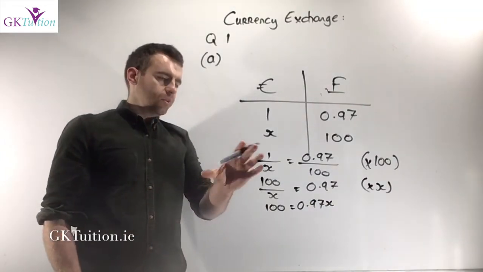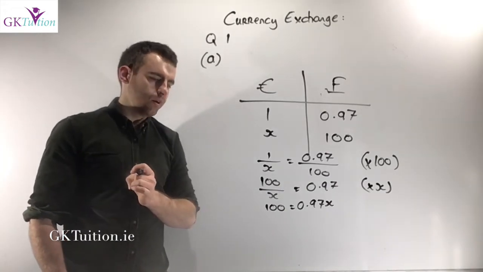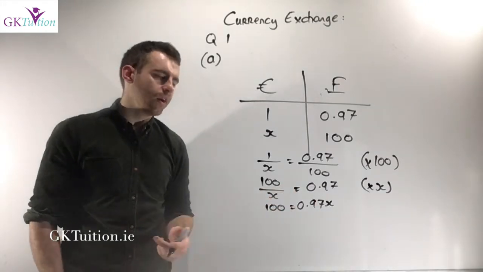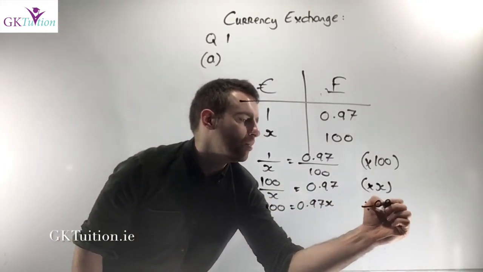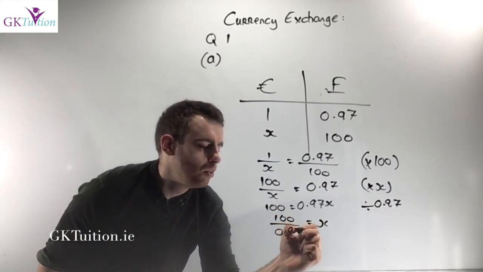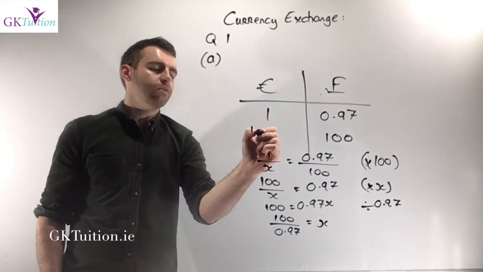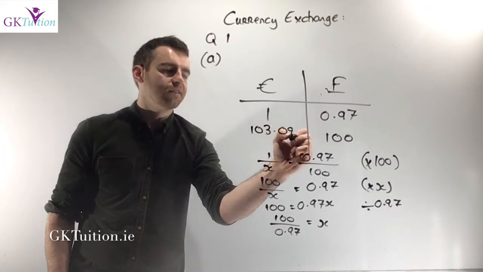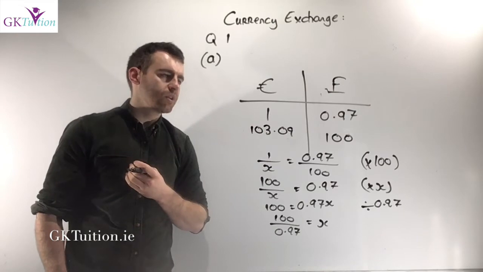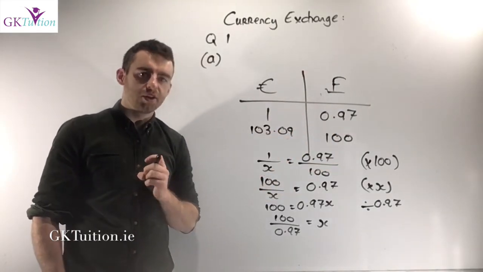Now you're allowed to do both of those steps in one line. I'm just dragging it out for you so that you fully understand what's going on. And now in order to get x on its own, you would divide both sides by 0.97. If I divide both sides by 0.97, I'll end up with x is equal to 100 divided by 0.97. And if you plug that into your calculator, you'll work out that x is equal to €103.09. So if the exchange rate is €1 is equivalent to 0.97 pounds, then you'll end up with £100 is obviously equivalent to 103.09 euros.